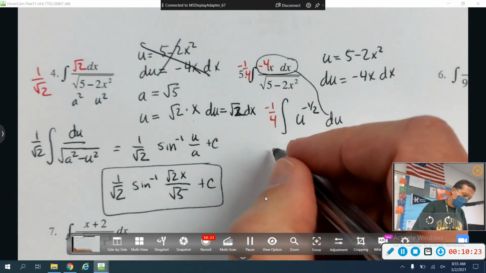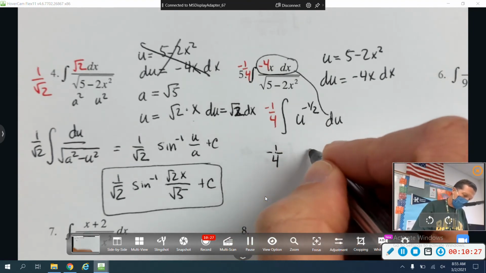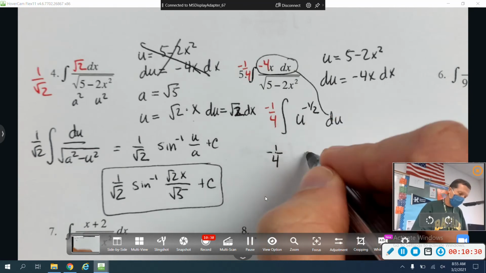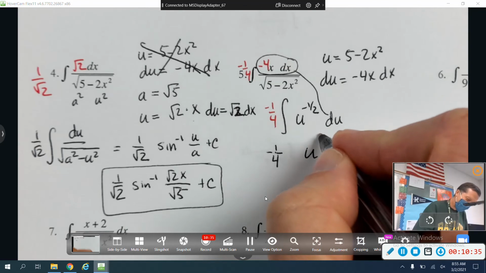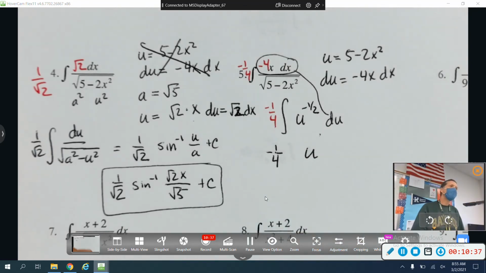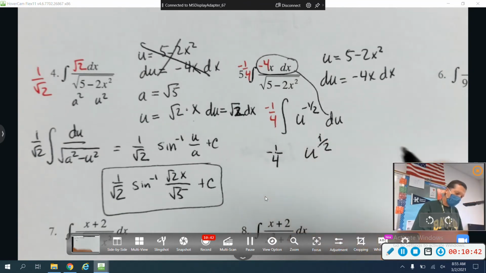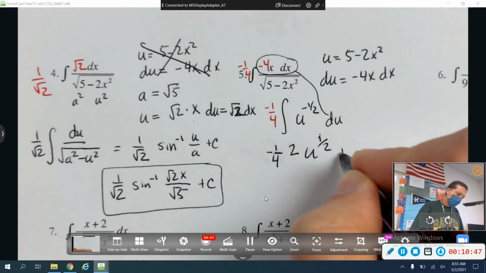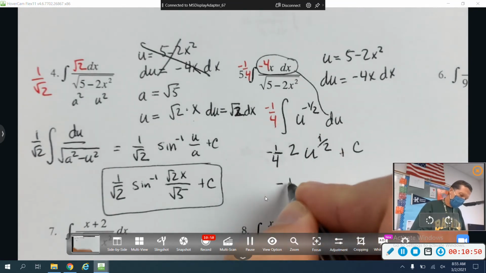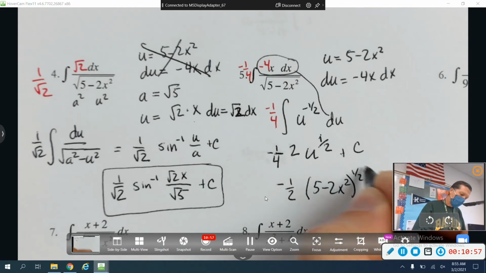In fact, this is really similar to the one we did in the warm-ups. Nick, what's negative 1/2 plus 1? 1/2. Okay. Yes, sorry. And then divide by the new power, so I need a times 2 out there. Plus c. So negative 1/2 times 5 minus 2x squared to the 1/2, plus c.